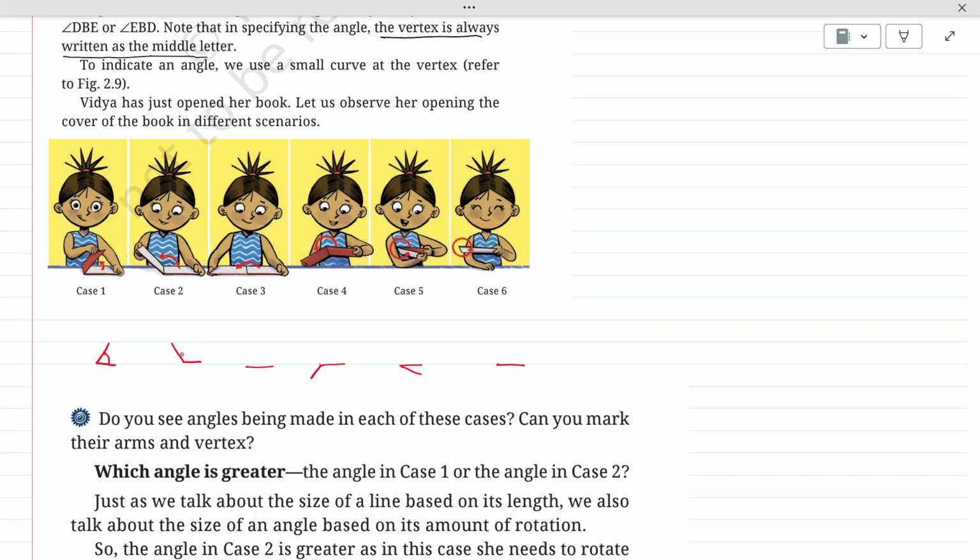This is the angle here. In this scenario, this is the angle. In this scenario, this is the angle. In this scenario, and in this case, this is the complete circle. Okay, so it is the increasing order of angles in this image, how she is opening the book in increasing order. Okay, but in every case we saw that there is a vertex and there are arms of the angle.